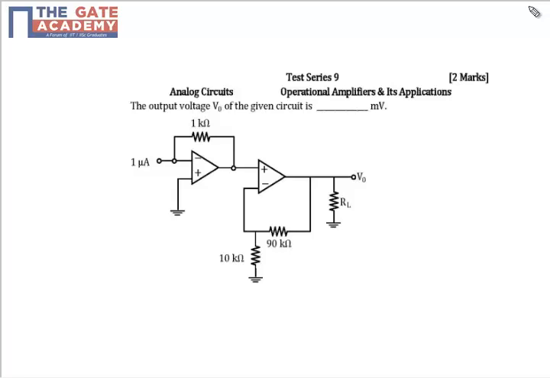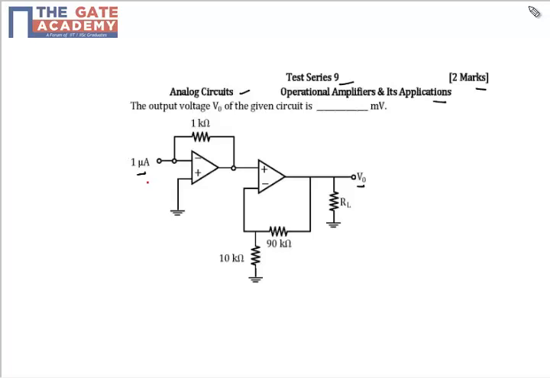Hello friends, this question is from the test series 9 from the subject of analog circuits, and the topic name is operational amplifier and its application. It's a 2 marks problem. In the question we have a two-stage op-amp network and we need to calculate the output voltage V0 if the input current of 1 microampere is given to us.